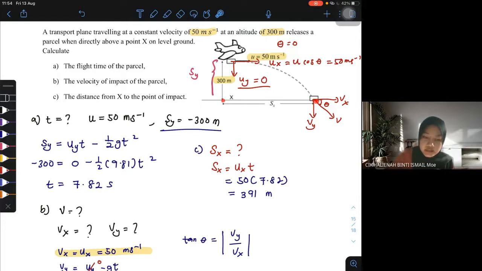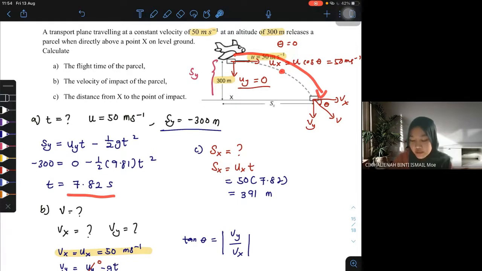Tapi boleh jadi dia akan tanya halfway. What is the time halfway to here? So kalau halfway tu sebenarnya by concept kamu tahulah sebenarnya T tu just divided by 2. Okay, so the whole journey takes 7.82 seconds. So if it's halfway to the final journey, so by concept kamu kena faham dia adalah bahagi 2 saja T tu.